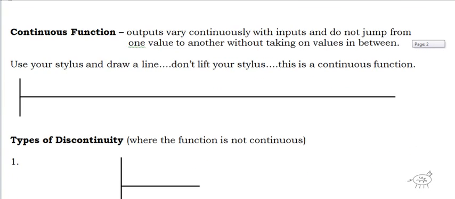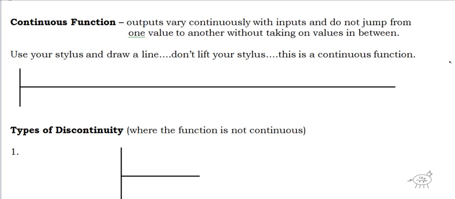Now we're going to talk about continuous functions. It says outputs vary continuously with inputs and do not jump from one value to another without taking on values in between. That's what a continuous function is. Now you've got this big graph here, and I even said use your stylus and draw a line. Don't lift your stylus. This is a continuous function. So in other words, I can draw this function like this, as long as I don't go vertically, because it's got to be a function.